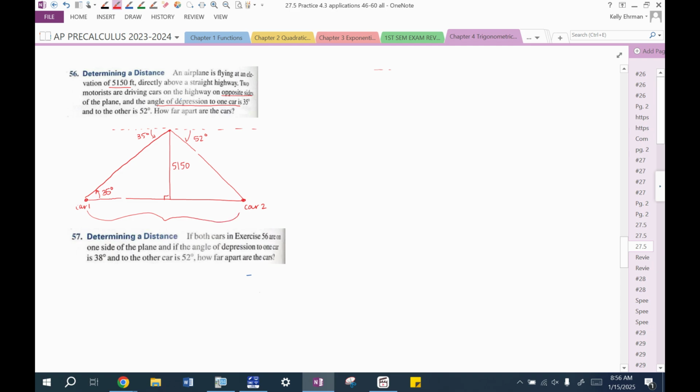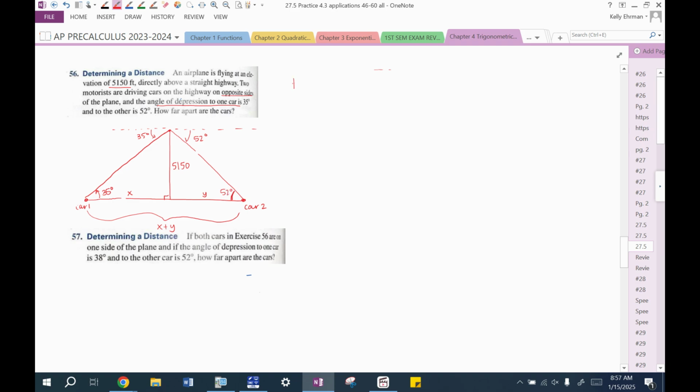Well, we have two right triangles. So if we could find this leg of this right triangle and this leg of this right triangle, we could just add them together and the total distance would be x plus y. So that's what we're going to do. We have an angle, we have an opposite, and an adjacent. And that's true in both triangles. Oh, this one is 52. So start with the first triangle.